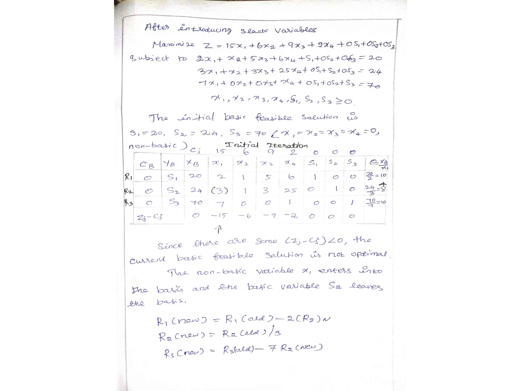So here the entering variable is x1 and the leaving variable is s2. Because Zj minus Cj is less than 0, the current basic feasible solution is not optimal. So the non-basic variable x1 enters into the basis and the basic variable s2 leaves the basis. Next, we go to the first iteration.